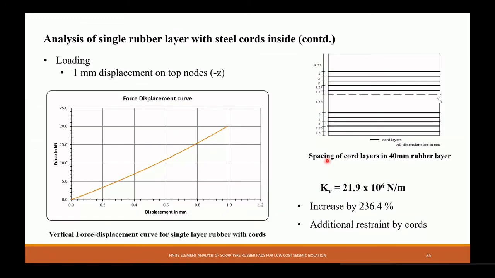Okay. So what was done here in this case? Okay, 1 mm of displacement is applied at the top node again, and the vertical stiffness is compared. Now if you look at it, the vertical stiffness now has increased to 21.9 into 10 to the power 6, which is increased by 236% compared to the case where steel cords were not included.